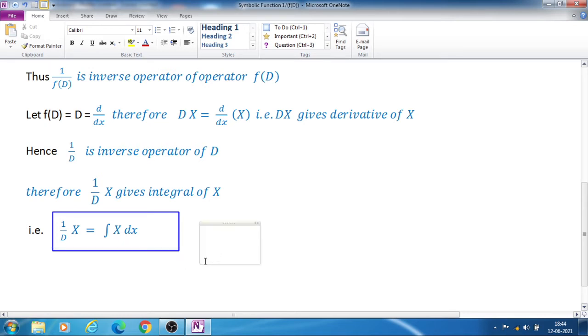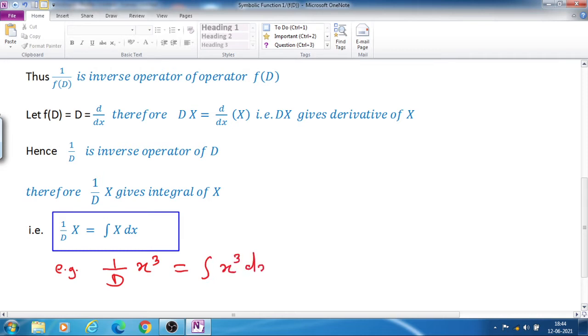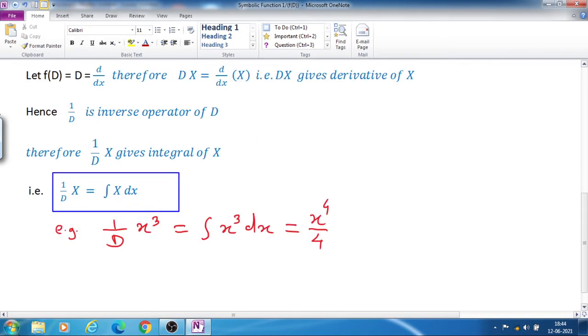So this is very important. See here, for example, 1 upon D into X, suppose X is x cube. Then 1 upon D x cube means the integral of x cube with respect to x, which is x raised to 4 divided by 4. This is how we operate 1 upon D on X.